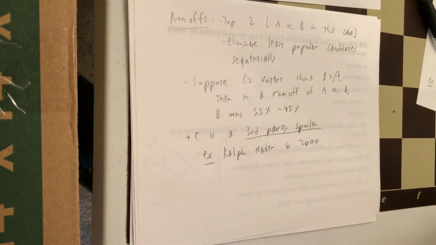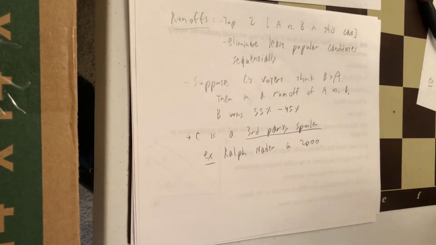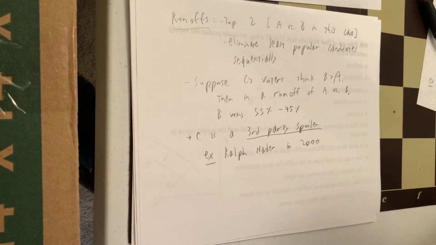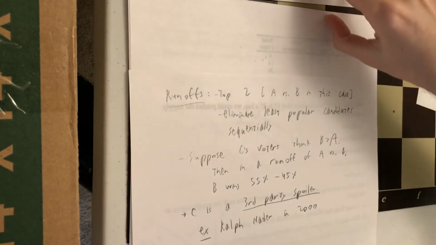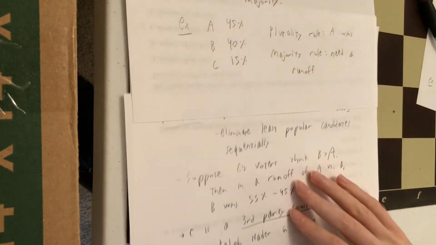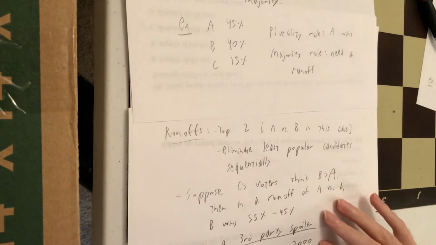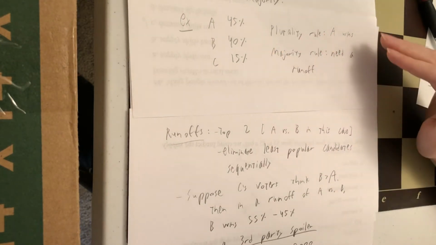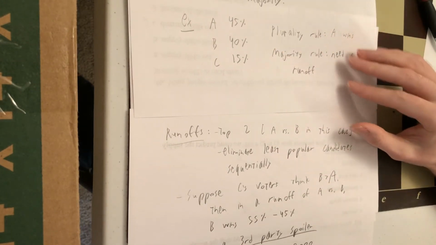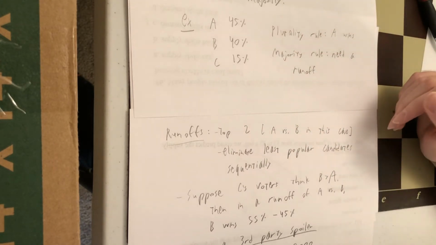So under plurality rule, it's possible to get a third-party spoiler. You have cases where A, so George Bush in 2000, could win a plurality rule election, but would lose head-to-head if this third-party spoiler were eliminated, or if there had been majority rule with a runoff.